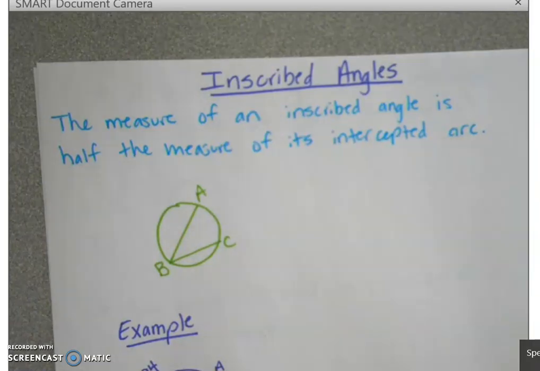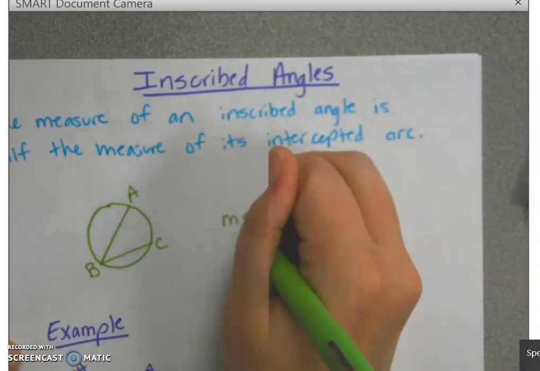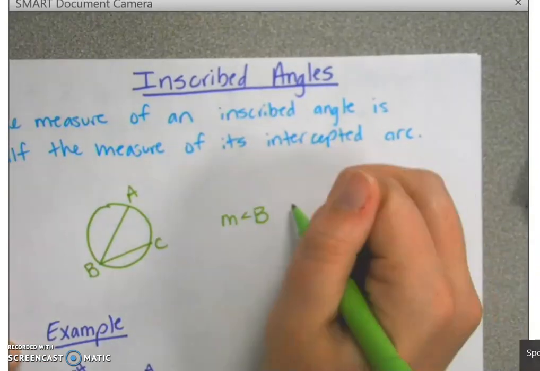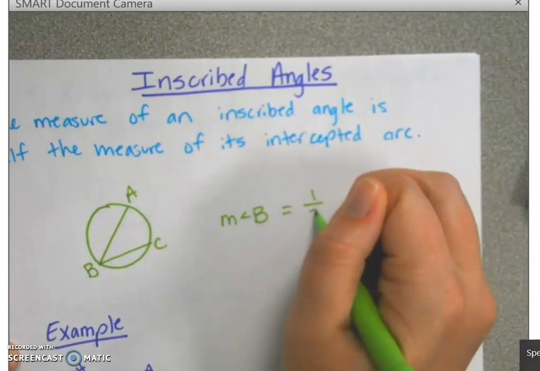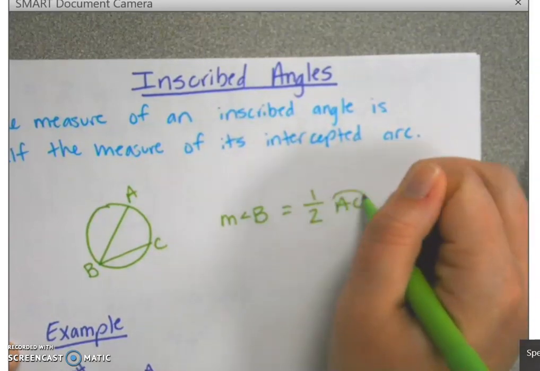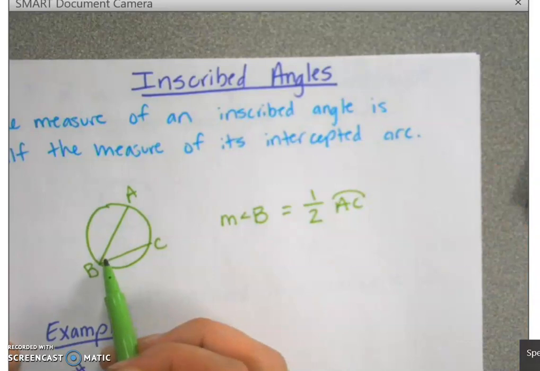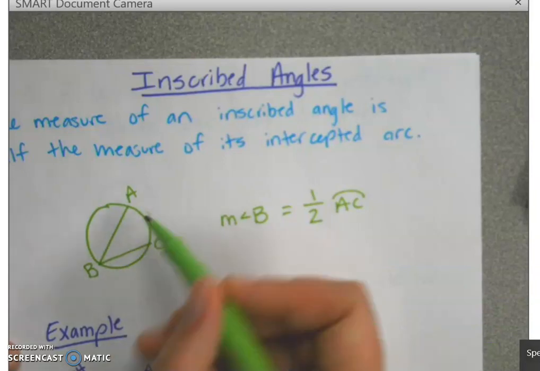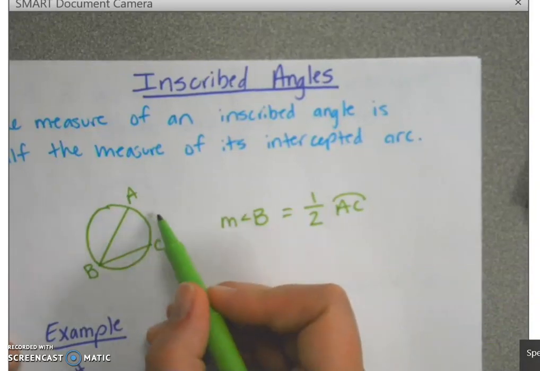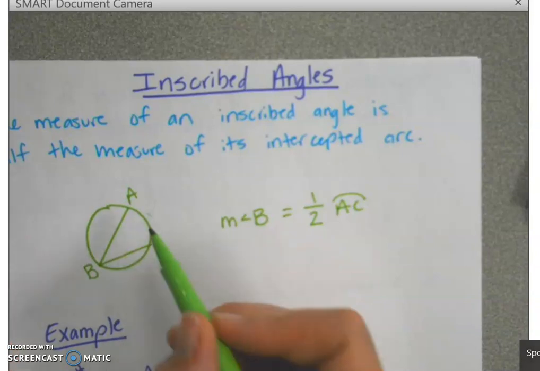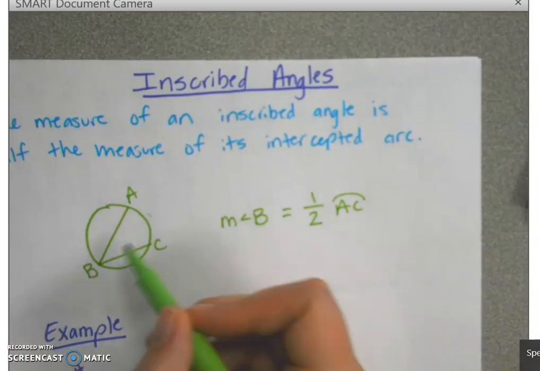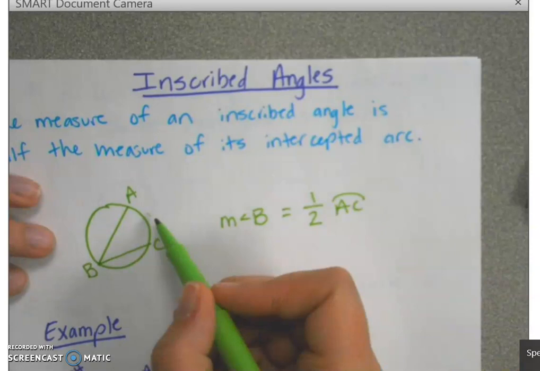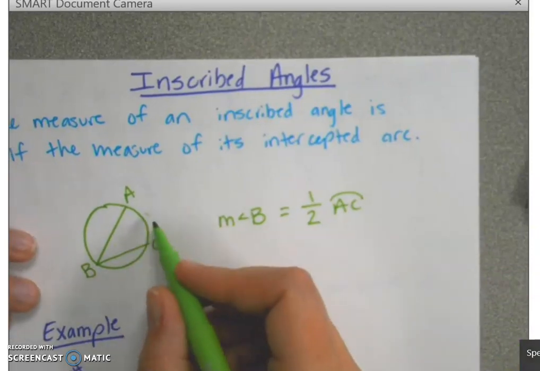So what I need you to know about this one, so we'd have the measure of angle B. This is going to be 1/2 the measure of arc AC. So whatever B is, it is half of your arc. So if your arc was 100, B is 50. Okay? And vice versa. If B is 50, your arc is 100. It's going to be the arc is twice the angle or the angle is half the arc. Doesn't matter. Same thing. Just know that if you double the angle, you get the arc. If you take the arc and you cut it in half, you get the angle.